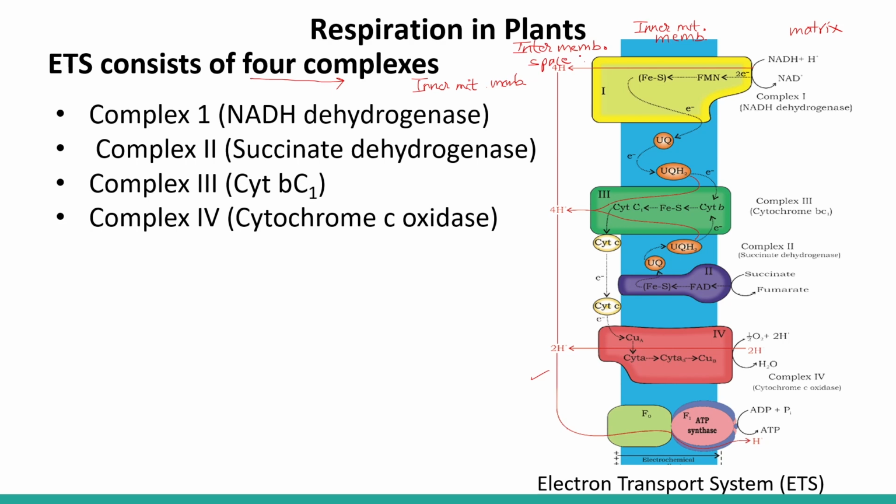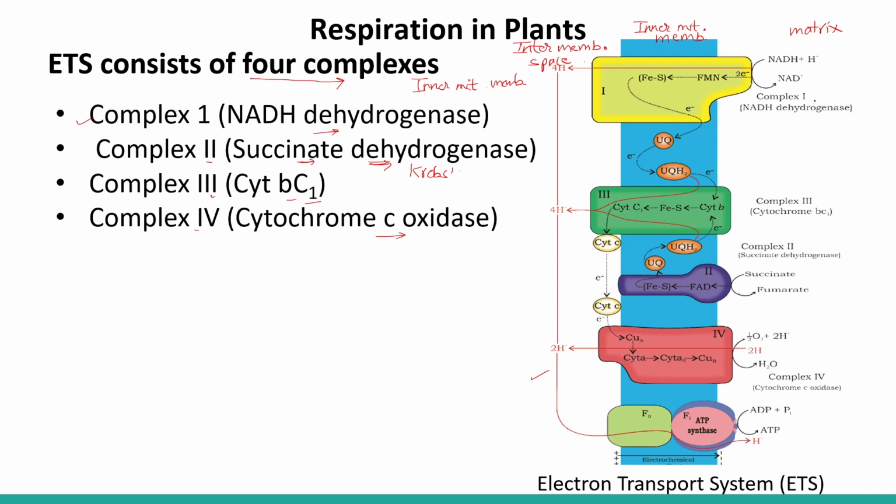What are the names of the 4 complexes? First is complex 1, which is NADH dehydrogenase. Next is complex 2, which is succinate dehydrogenase. This complex is connected to the Krebs cycle and helps in the conversion of succinate to fumarate. Complex 3 is cytochrome BC1 and complex 4 is cytochrome C oxidase.